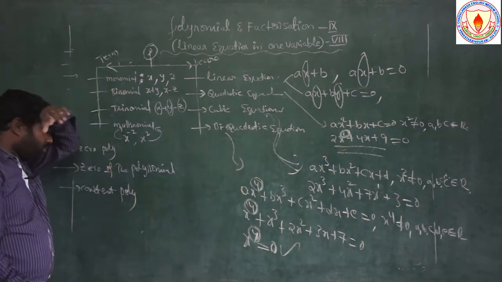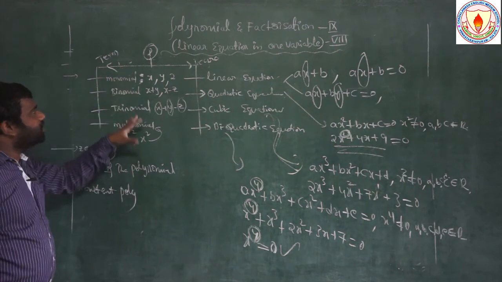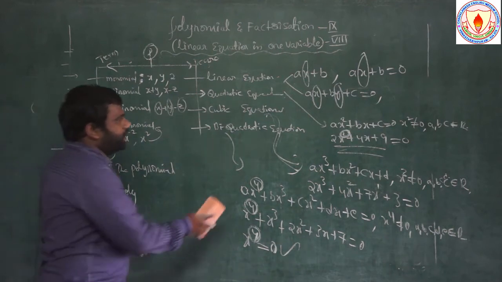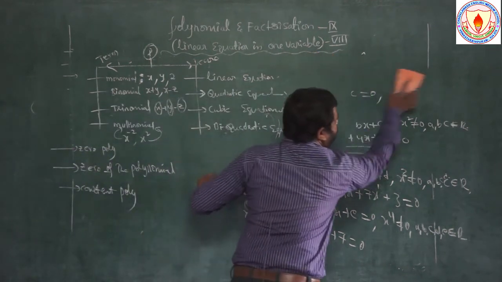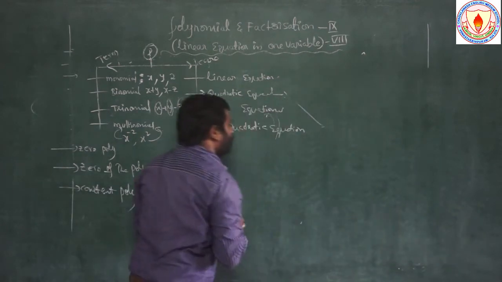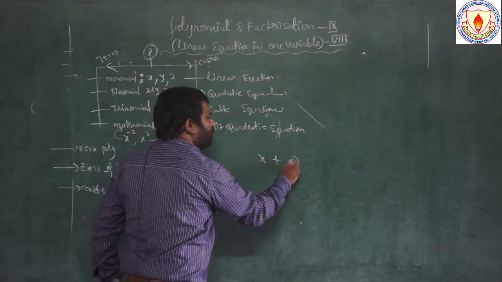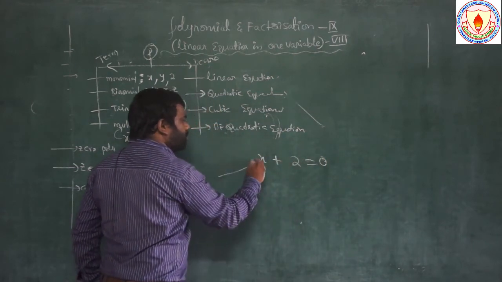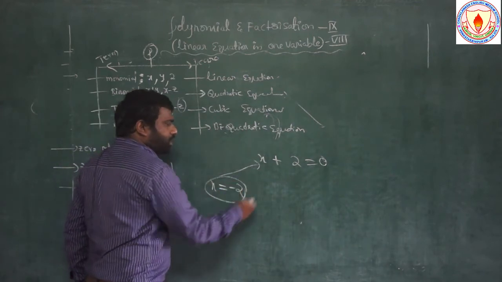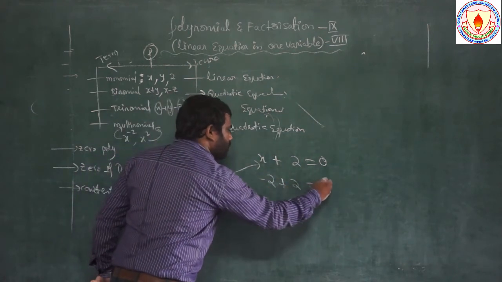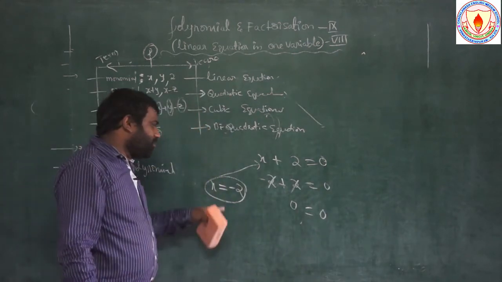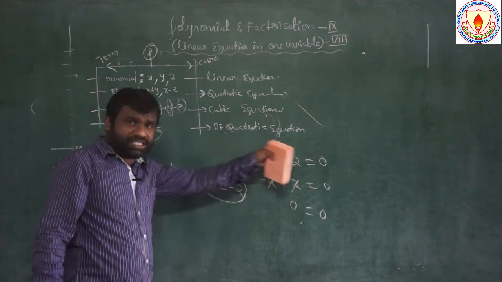Finally, next, zero polynomial. Here already we discussed monomial, binomial, trinomial, multinomial. Next, zero of the polynomial. See, zero polynomial, zero of the polynomial. Already in 8th class we learned. For example, x plus 2 is equal to 0. What value do we have to substitute in place of x? x is equal to minus 2. See, minus 2 plus 2 is equal to 0, so 0 is equal to 0. So LHS is equal to RHS. So definitely x is equal to minus 2 is the 0 of this polynomial.